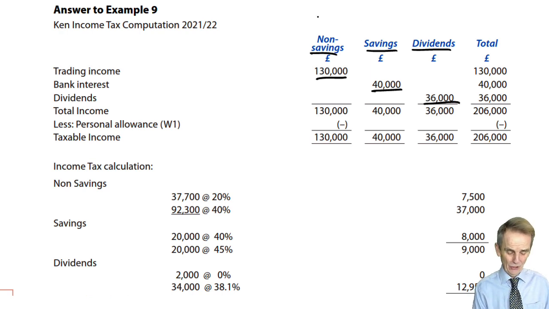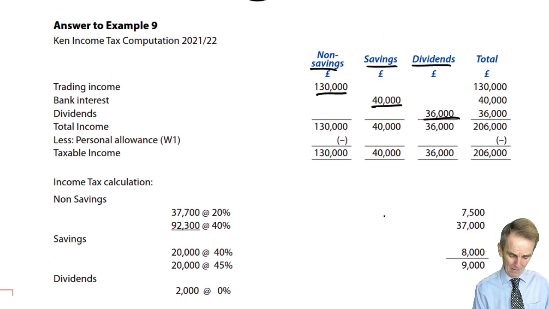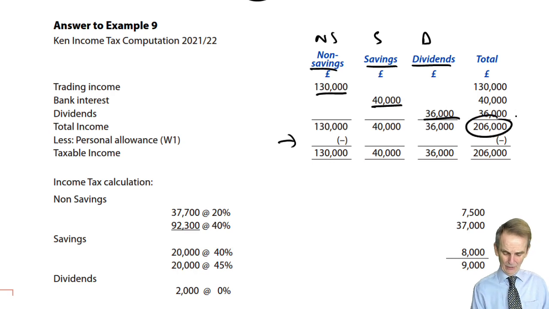And again, if you wanted to, you could put NS, S and D if you really wanted to put that in. But you could write in your little working note, savings, dividend. You've got the numbers very clearly with that level of net income, which is also the same as the adjusted net income. It exceeds 125,140, and therefore there's a zero personal allowance.